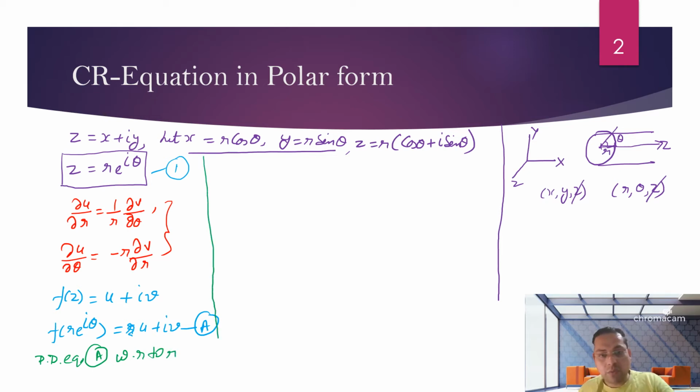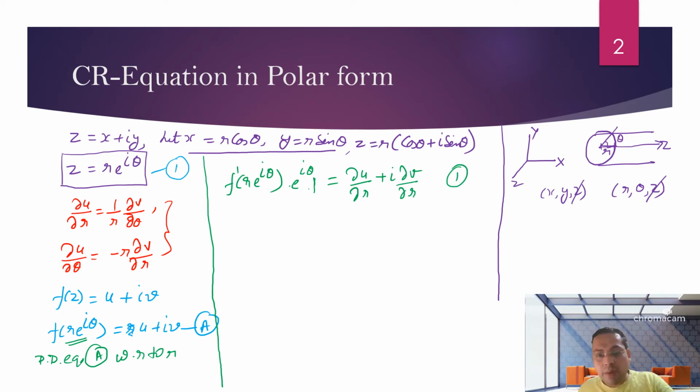Partially differentiating equation A with respect to r, we get f dash (r e to the power iota theta), the derivative of the function, into the partial derivative of this term with respect to r, which is e to the power iota theta. It is treated as a constant and r is 1, equal to del u over del r plus iota del v over del r. Okay, this is equation 1.